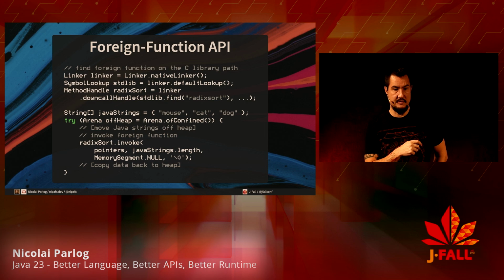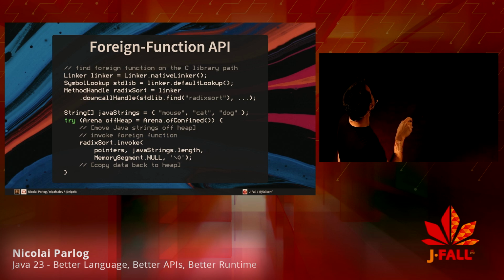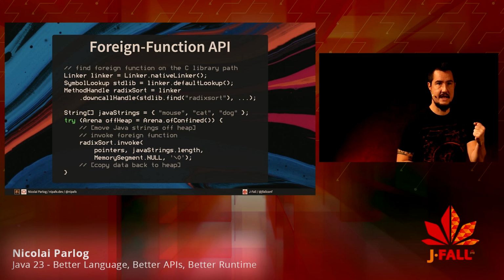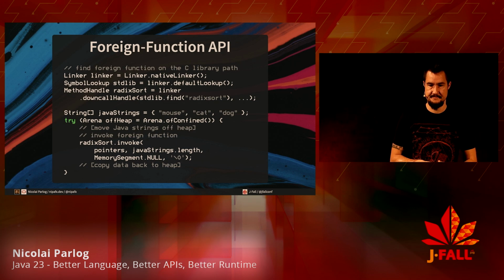OK, so what would that look like? I'm getting here the native linker. I'm getting a default lookup. And then I'm saying, look, I know that the default lookup would give me the standard library, and I know in the standard library there's a radix sort method. So I'm getting a method handle to that foreign code, to that C code that lives in my operating system.